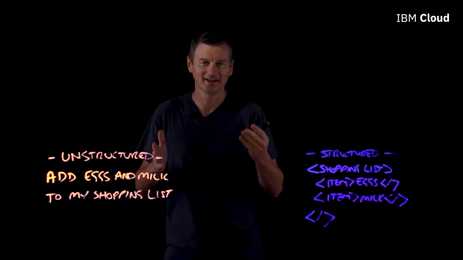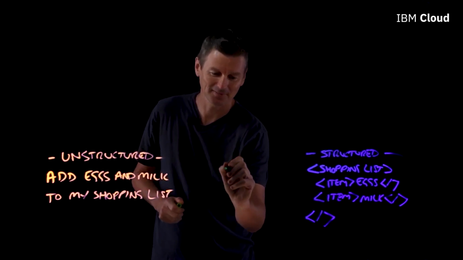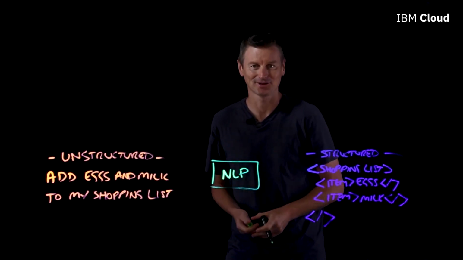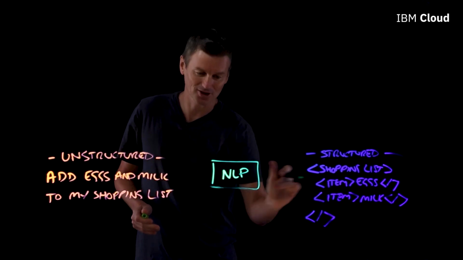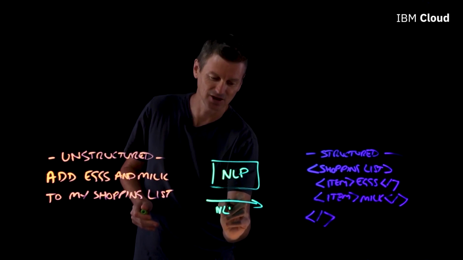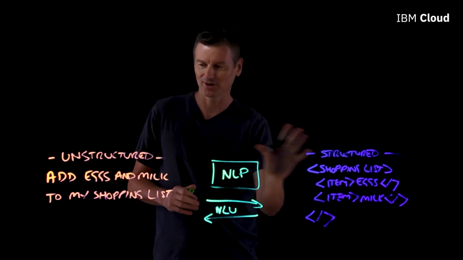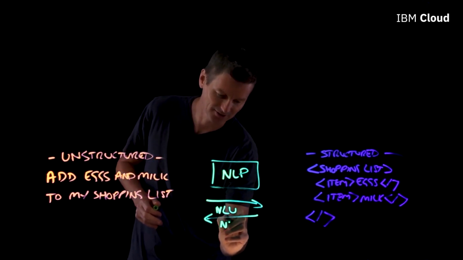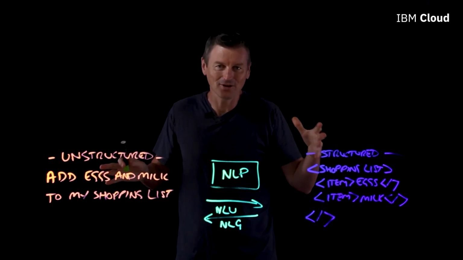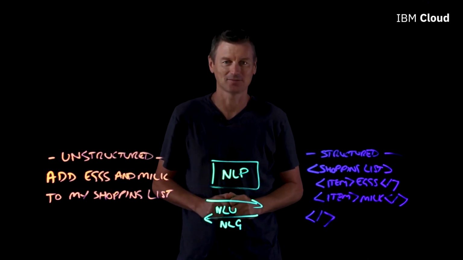Now, the job of natural language processing is to translate between these two things. So NLP sits right in the middle here, translating between unstructured and structured data. And when we go from unstructured to structured this way, that's called NLU, or Natural Language Understanding. And when we go this way, from structured to unstructured, that's called Natural Language Generation, or NLG. We're going to focus today primarily on going from unstructured to structured in natural language processing.